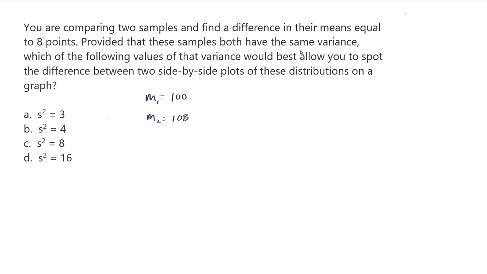Provided that these samples both have the same variance, so they both have the same amount of variability, which of the following values of that variance would best allow you to spot the difference between two side-by-side plots of these distributions on a graph? Okay, so let's have a look at making two side-by-side plots.